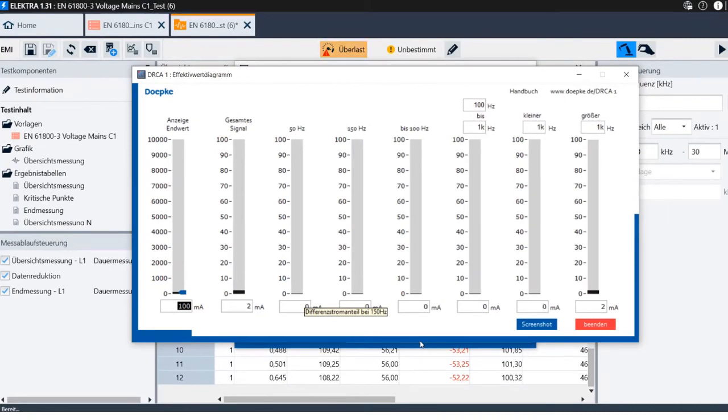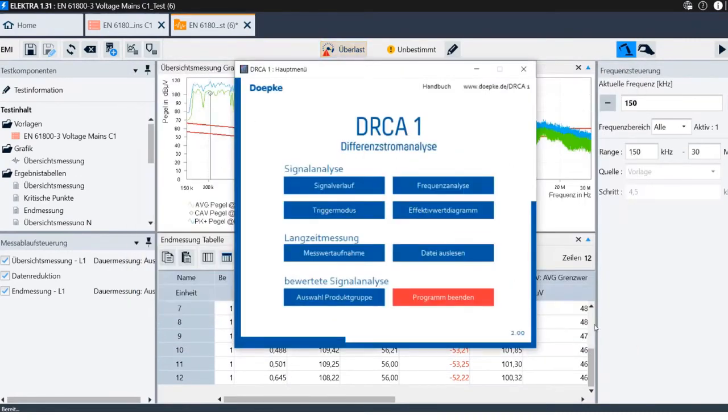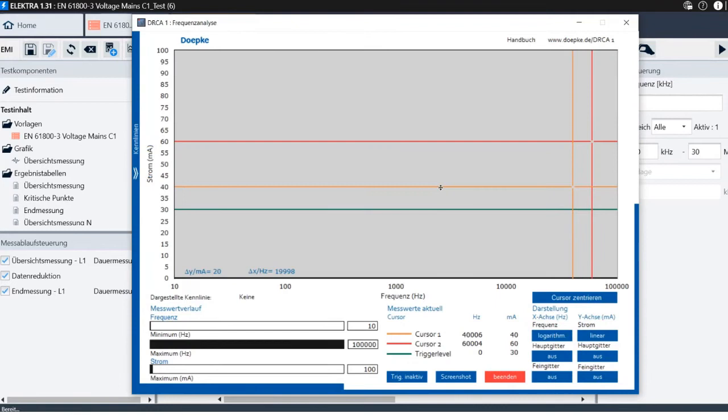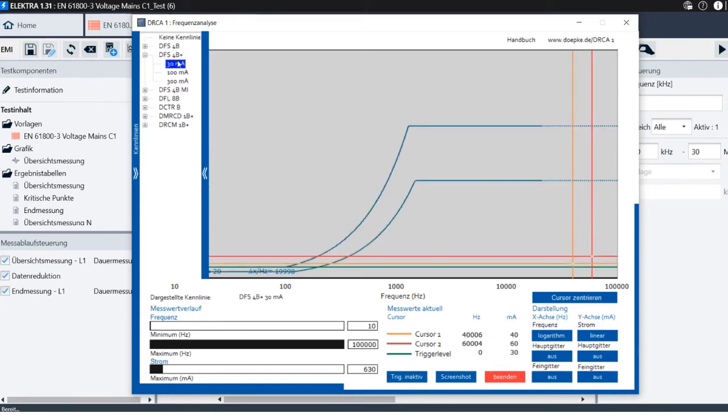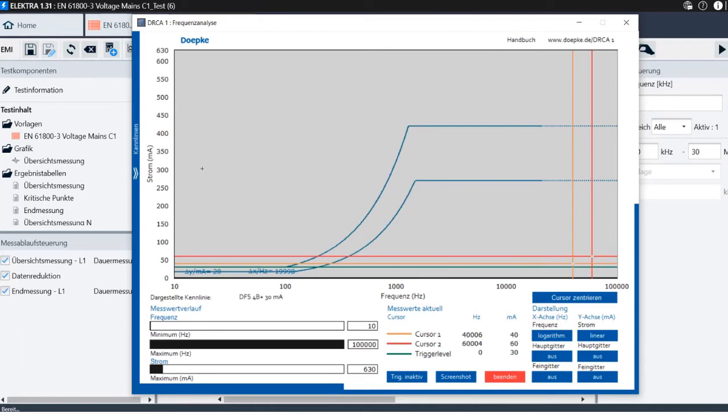Here you can see the leakage current measurement, first all different frequencies, and now we're going to have a look at the frequency analysis. Here you can easily see the different devices, for RCCBs for example. Now we are going to select the DFS 4B for 30 milliamp. And you see now the blue curves which appeared are the limit lines for this RCCB.